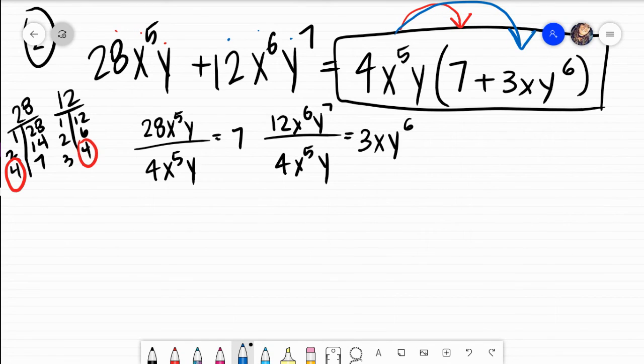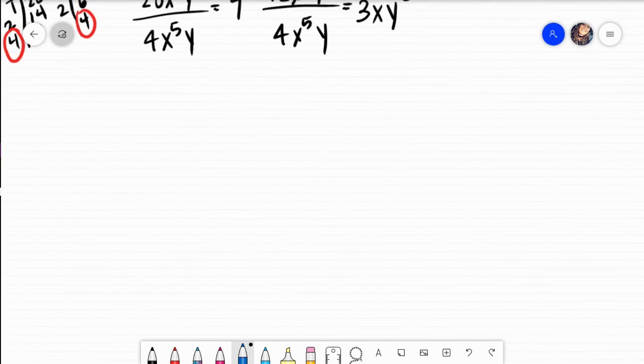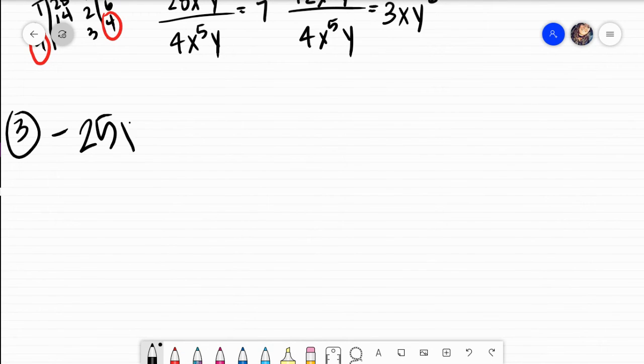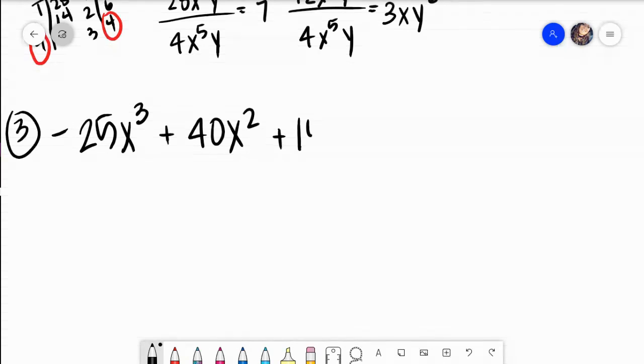Okay, so let's do this last example. What do I have written here? A negative. Okay, I did this one for a reason. I think this one's really important. So for the third example, what we have is a negative 25 x cubed plus a 40 x squared plus a 15 x.